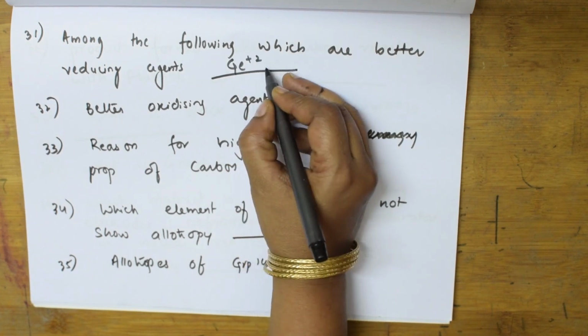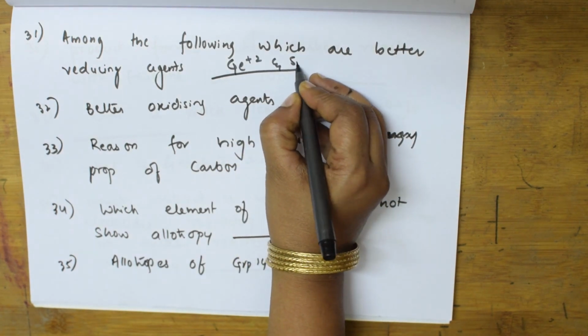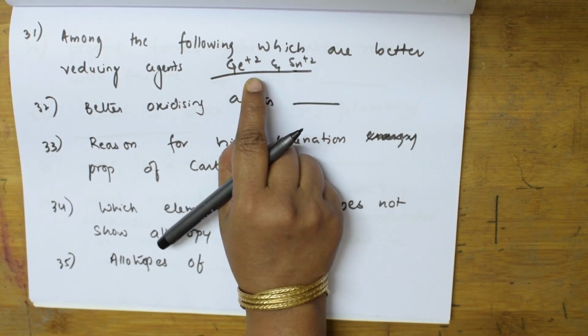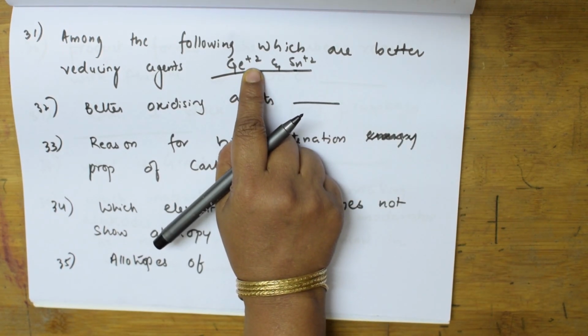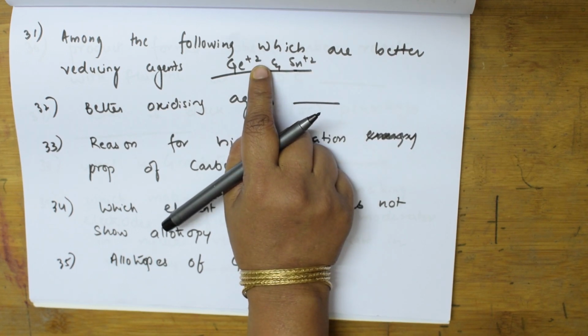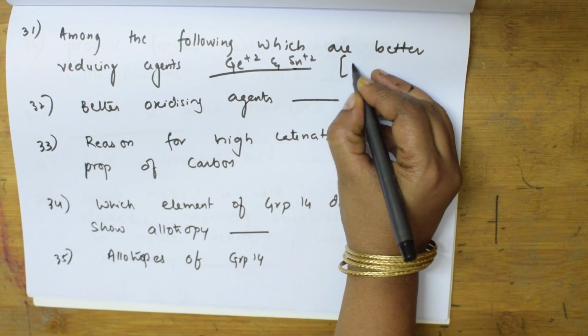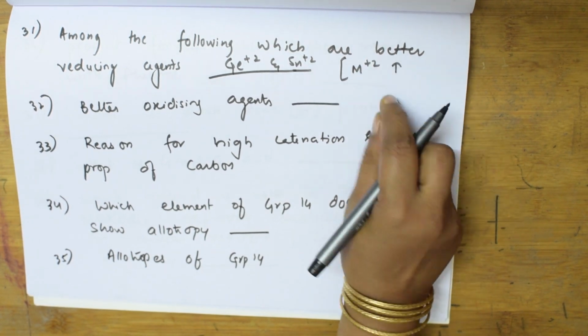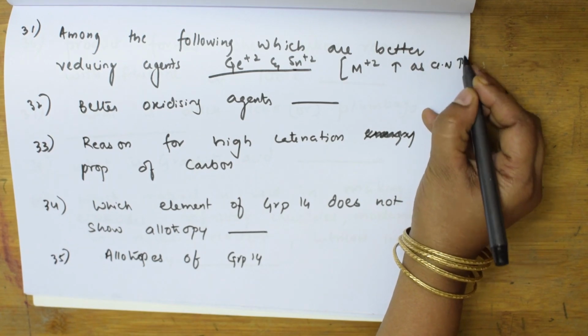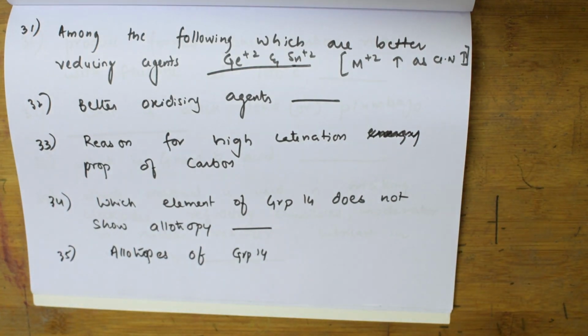It is germanium +2 and Sn+2. Remember, why? Because stability of M+2, that is germanium +2, Sn+2, increases. Stability of +2 state, that is M+2 state, increases when the atomic number increases. As the atomic number increases, stability of +2 state increases. That's why they act as reducing agents.